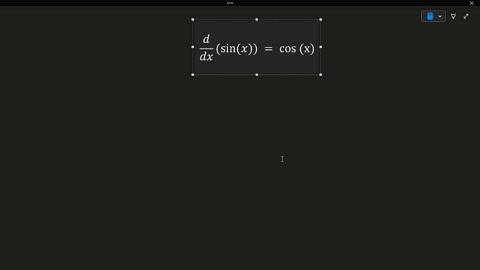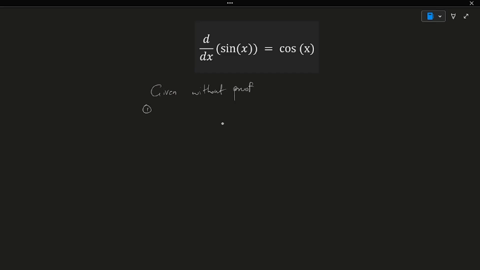In today's video we are trying to prove why the derivative of sine x is equal to cos x. So stay tuned. Right, so before we try to prove, we are going to need a few givens without proofs. So this is given without proof.